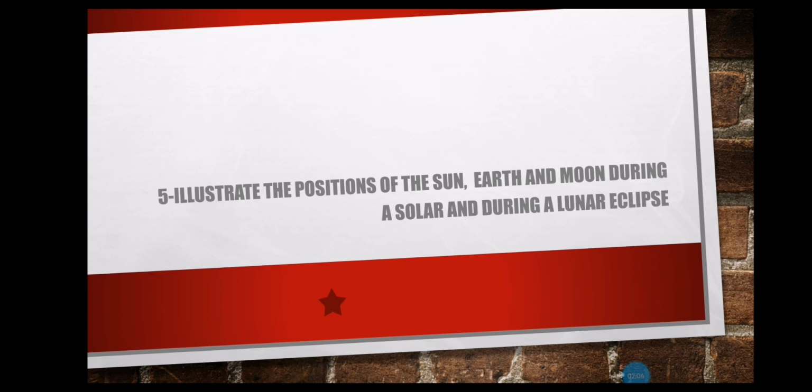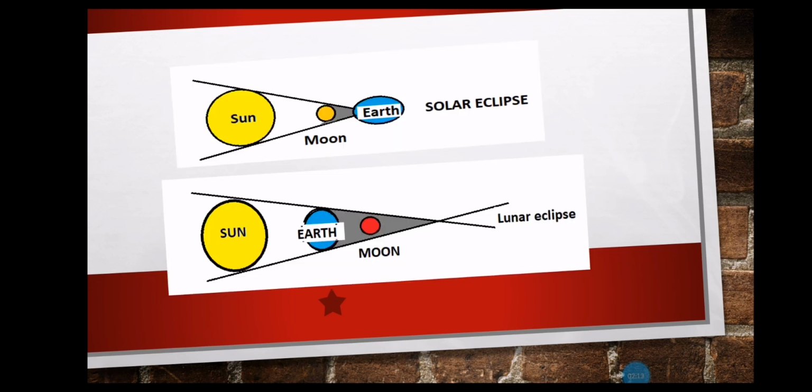5. Illustrate the positions of the sun, earth, and moon during a solar and during a lunar eclipse. So you have to draw figures like those two. I have the sun, the moon, and the earth. They have to be aligned, all of them. In both cases, in the first one, in the solar eclipse, the moon should be between the sun and the earth, and the shadow of the moon should be on the earth.